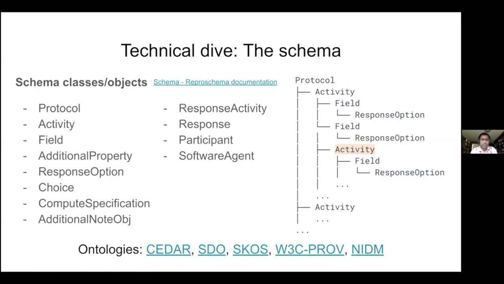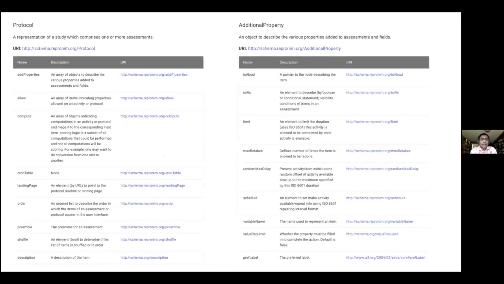But in general, the schema consists of these 12 different classes at this point, many of which are fairly straightforward, but the key classes that you have to pay attention to are the protocol, the activity, the field, and the response options. On our website, you will find all the properties that go along with each of these classes or objects. I'm not going to go into detail, and I'm not going to ask you to read any of this on the screen. It's just that there is a place where you can look up all the properties and what they mean in the documentation for the schema.